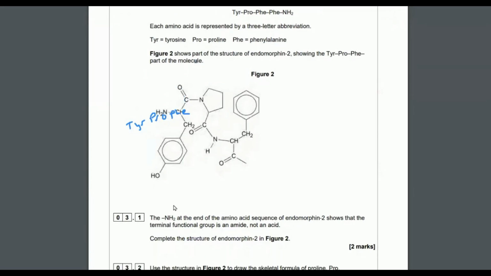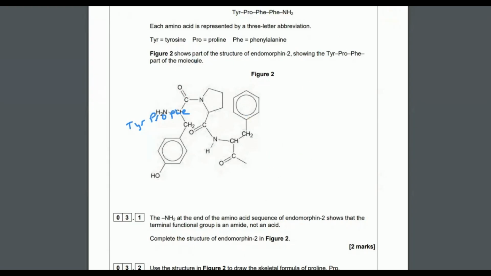So 3.1, the NH2 at the end of the amino acid sequence of endomorphin 2 shows that the terminal functional group is an amide, not an acid. Complete the structure of endomorphin 2 in figure 2. So we just need to complete the end.